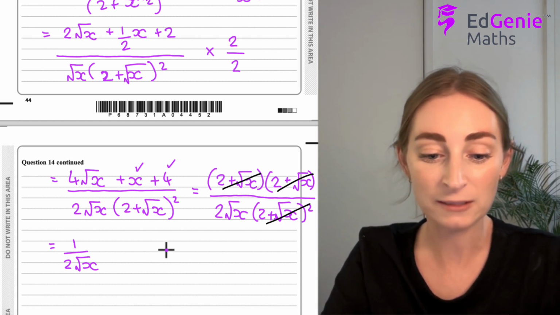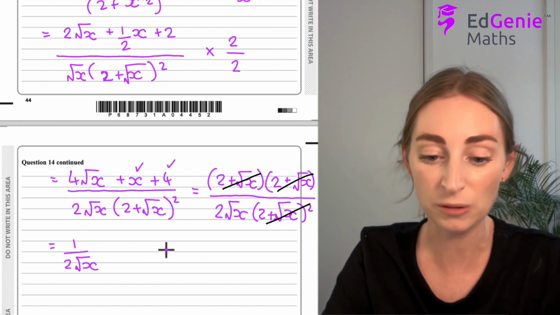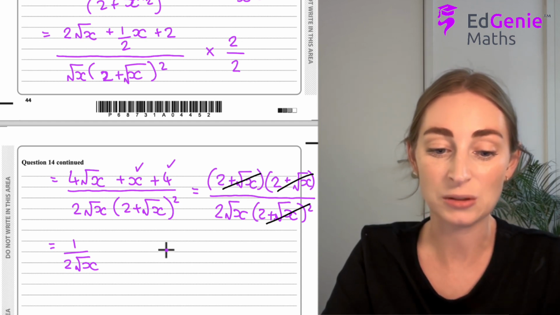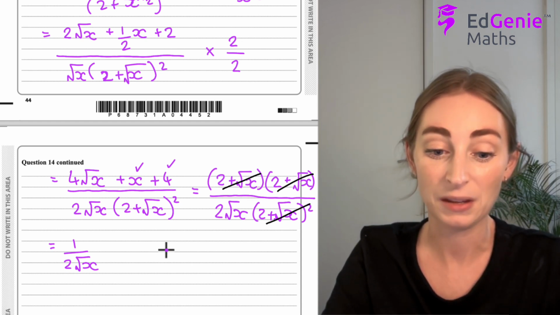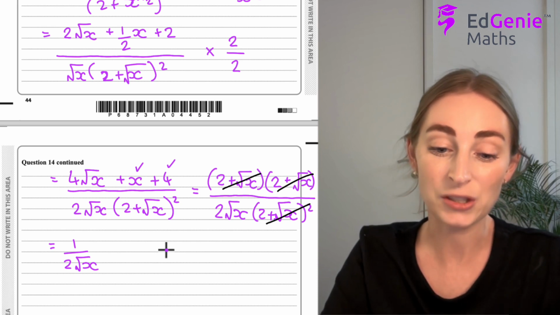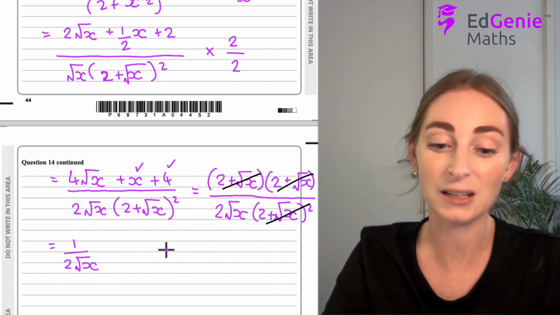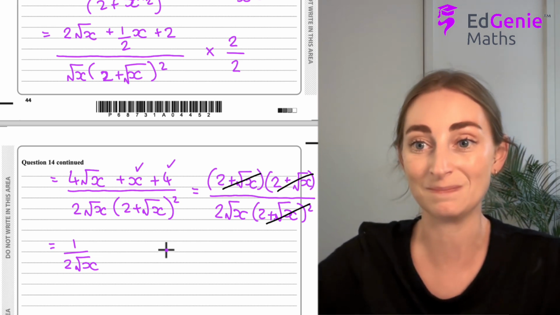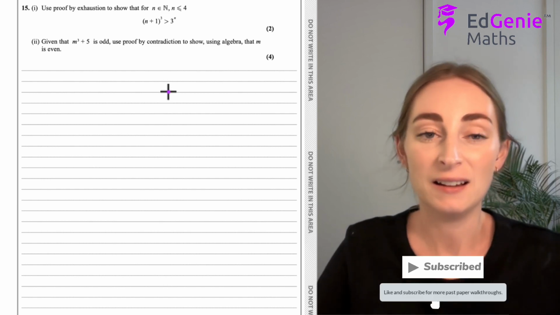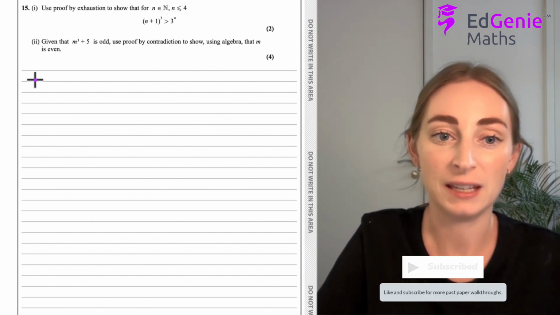The most common errors were subtracting the wrong way around on the numerator, or else adding the 2 expressions on the numerator. Also, differentiation of the square root of x surprisingly caused a few problems as well. Okay, last question. Well done if you're still here.